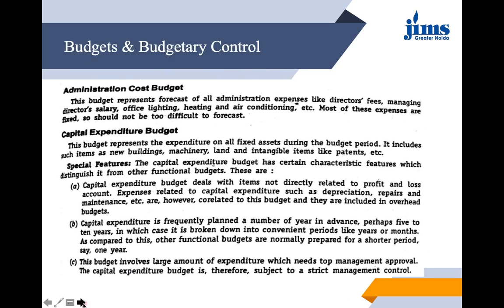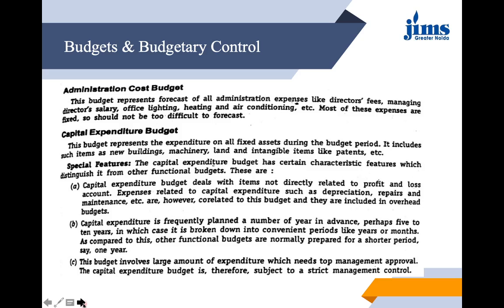Then we have the administration cost budget. This basically represents all the administration expenses like director's fee, managing director's salary, office lighting, heating, air conditioning, all the administration expenses. Most of the expenses are fixed, so it is not difficult to forecast. Then we have the capital expenditure budget. This budget represents the expenditure on all fixed assets during the whole budget period. It includes items like new buildings, machinery, land, and intangible items like patents.